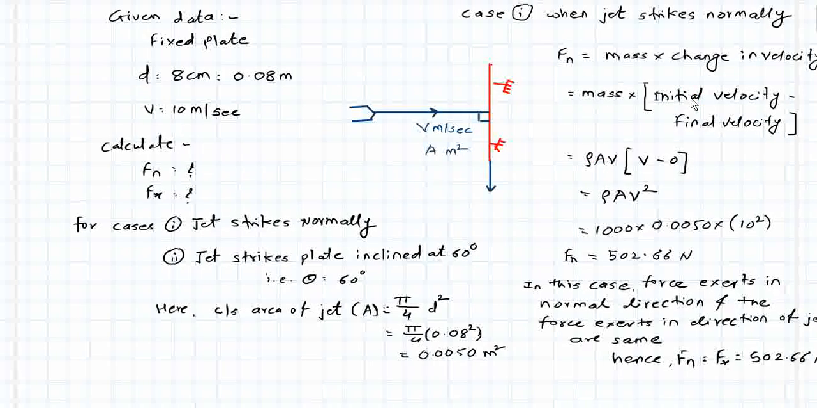Initial velocity is nothing but the velocity of the jet before striking. So we can say it is v. Final velocity after striking, we can say it is 0. So we get rho a v square. Put the respective value. We get Fn is equal to 502.66 Newton. If we see the diagram, in this case it is clearly seen that the force exerted in a normal direction and the force exerted in the direction of the jet are same. So we can say Fx is equal to Fn, which is nothing but 502.66 Newton.